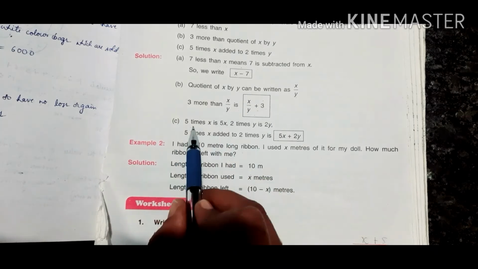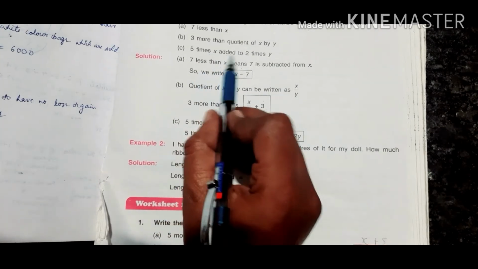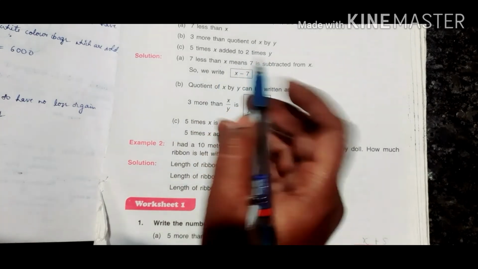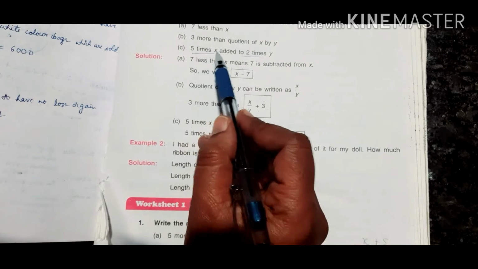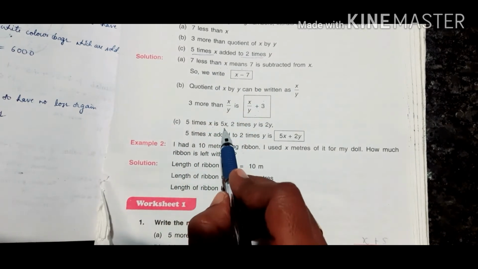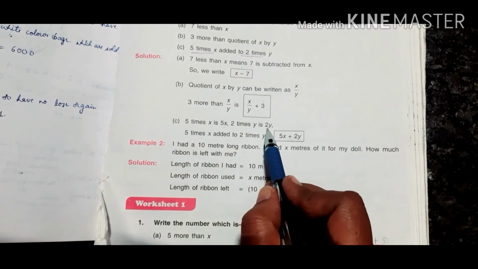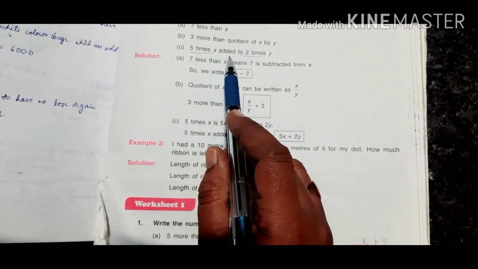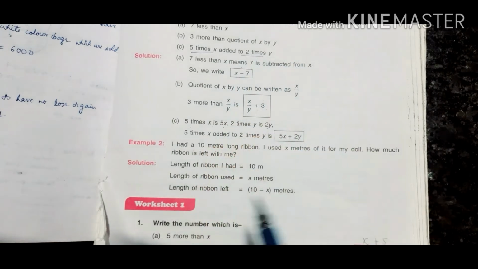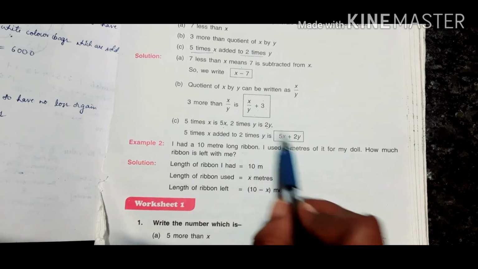Next question is 5 times x added to 2 times y. Here we need to separate the statements. 5 times x means 5 into x. 2 times y means 2 into y. Now these 5 times x are to be added to 2 times y. So what will the expression become? 5x plus 2y.